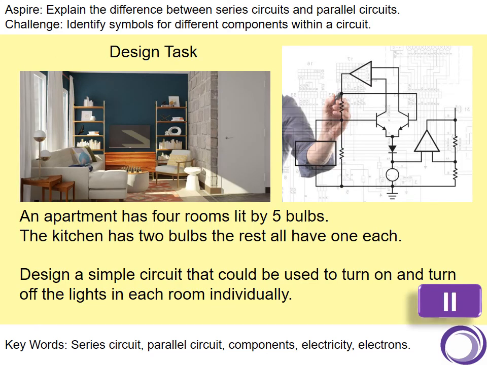Okay, this final task is a design task. What I'd like you to do is to design a circuit for an apartment that has four rooms that are lit by five bulbs. In one room, which is the kitchen, they have two bulbs. The rest all have one bulb in each. What you have to do is design a simple circuit that could be used to turn on and turn off the lights in each room individually. So in order to do this one, I'm not going to time it. What I want you to do is pause the YouTube recording and complete the task.